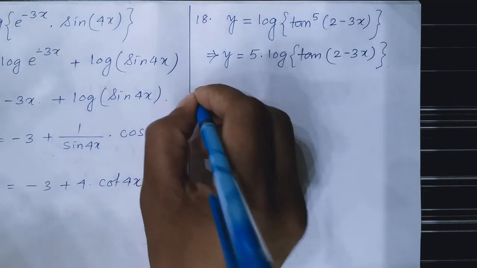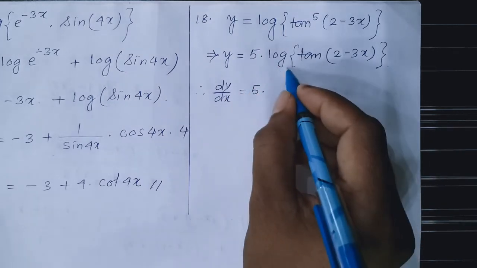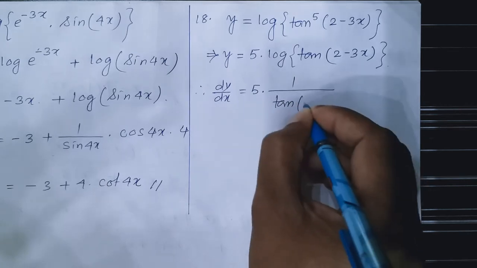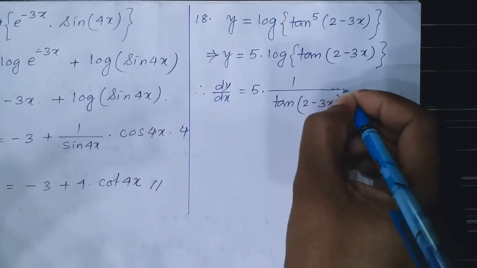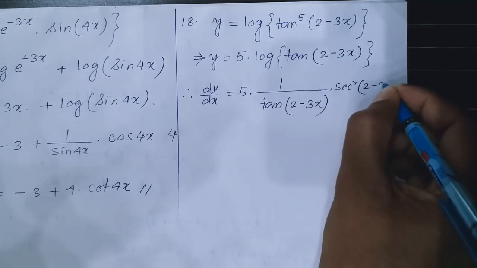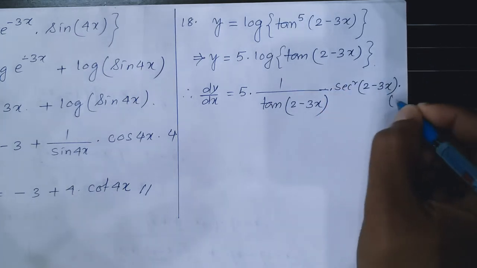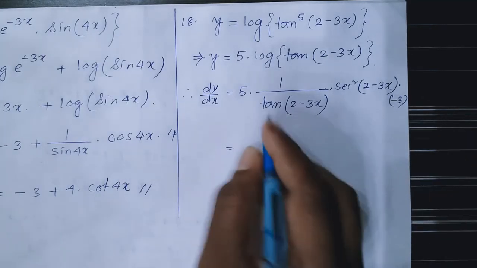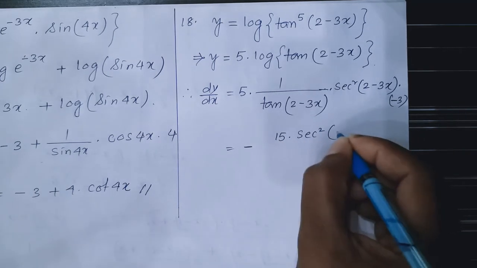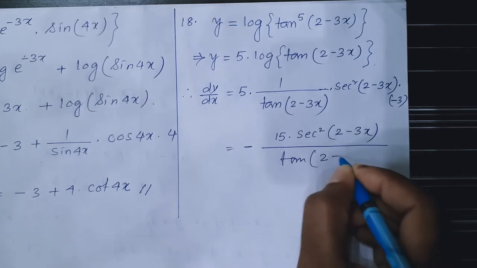Simple form. Now differentiate. Therefore, dy/dx will be equal to 5 remaining same, then derivative of log function. Base is not written here, that means the base is e. So differentiation is 1 by tan of 2 minus 3x into the derivative of tan, which you know is sec square of 2 minus 3x, and then into derivative of 2 minus 3x, that is simply minus 3. So I write here minus 3. So that is equal to 5 into minus 3 is minus 15, minus in front. It is 15 into sec square of 2 minus 3x divided by tan of 2 minus 3x.